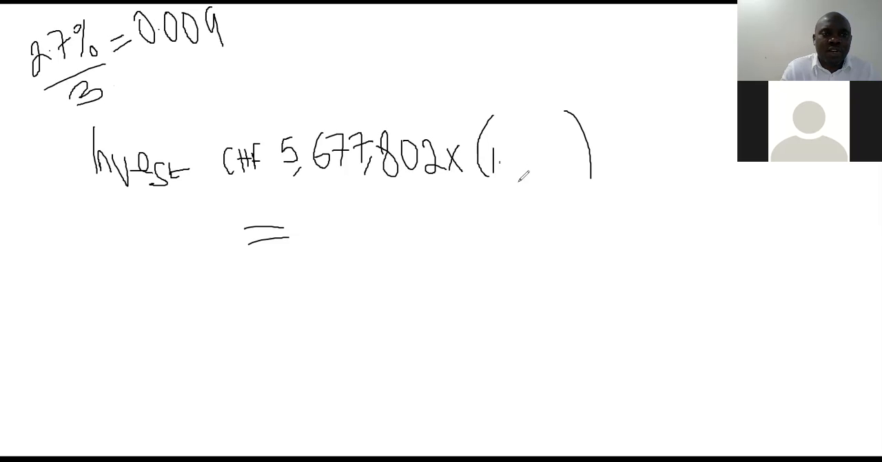So it will be 1.009, right? Yes. So it will give us how much? $5 million 627,060. How can it go lower than what we have there? It's not possible. Mathematically, it's not.